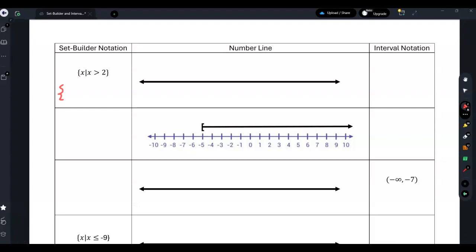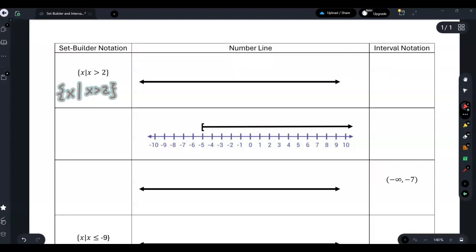So this is just saying the set of, and then this first x here means all x's, right? So the set of all x's, and then this line means such that. So this is just a fancy mathematical way of saying that this is the set of all x's such that x is greater than 2, right? Or a fancy way of saying the set of all numbers that are greater than 2. So that is our set builder notation.